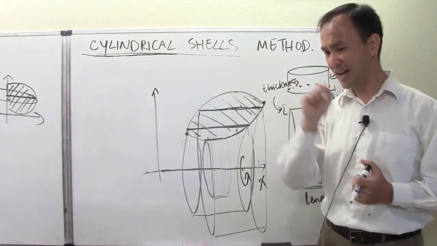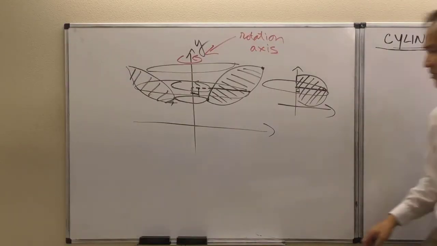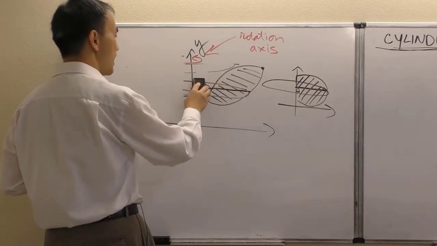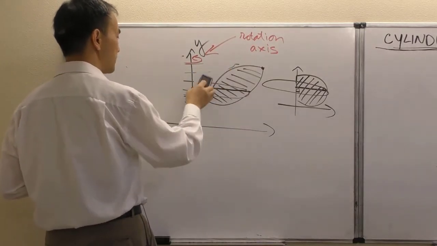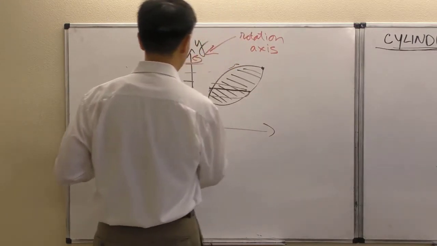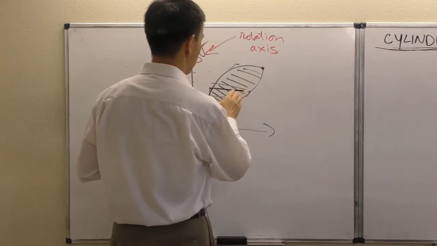Okay, so let's have a quick look at the other picture. What's going to happen to our shells? What's the picture of our shells if we're rotating around the y-axis? Because earlier I was doing the rotation around the x-axis.